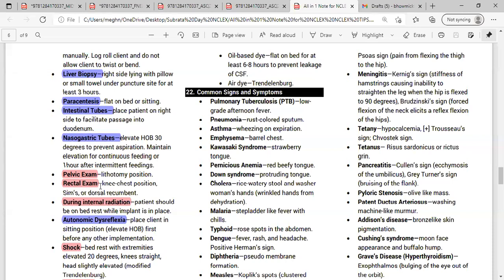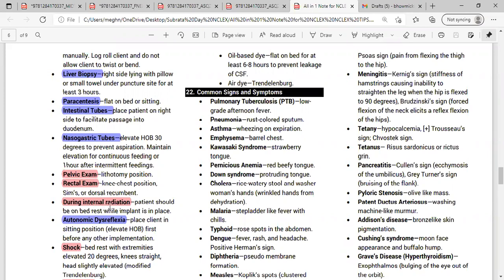Rectal examination, it is knee-chest position, or we go for Sims position. Even in any maternal or fetal distress, Sims position is also good. Enema, you need to put an enema, Sims position. Or if you put any rectal suppository, it is good to use Sims position.